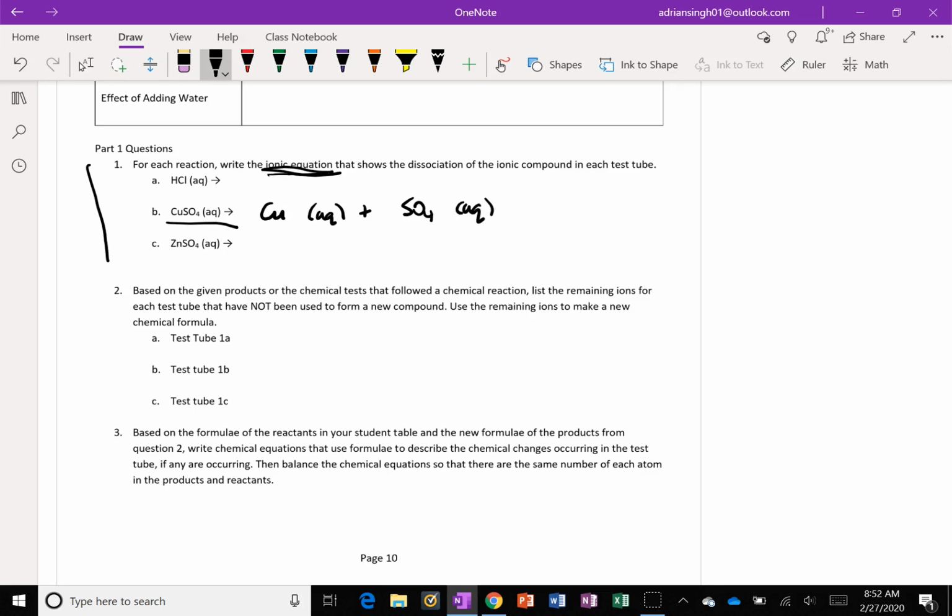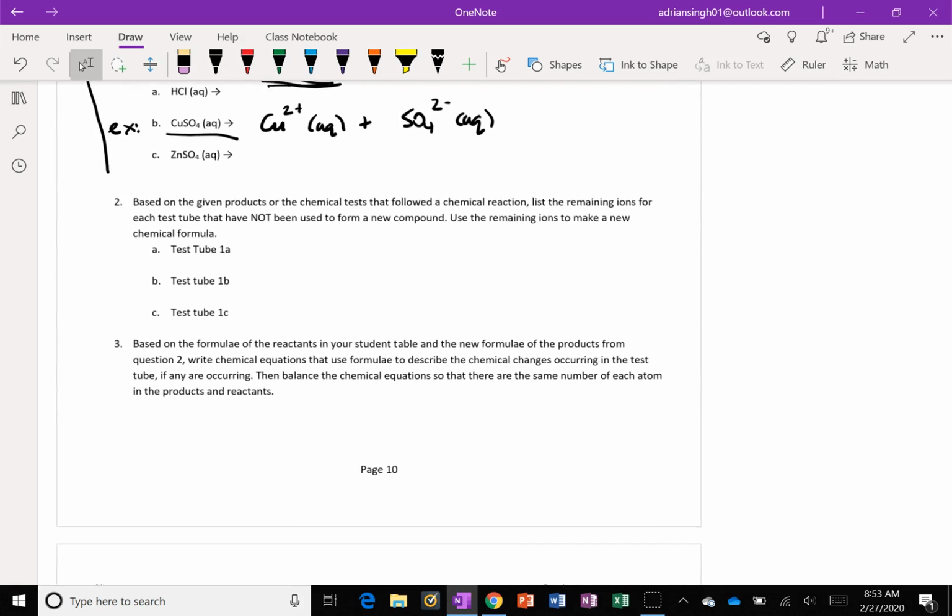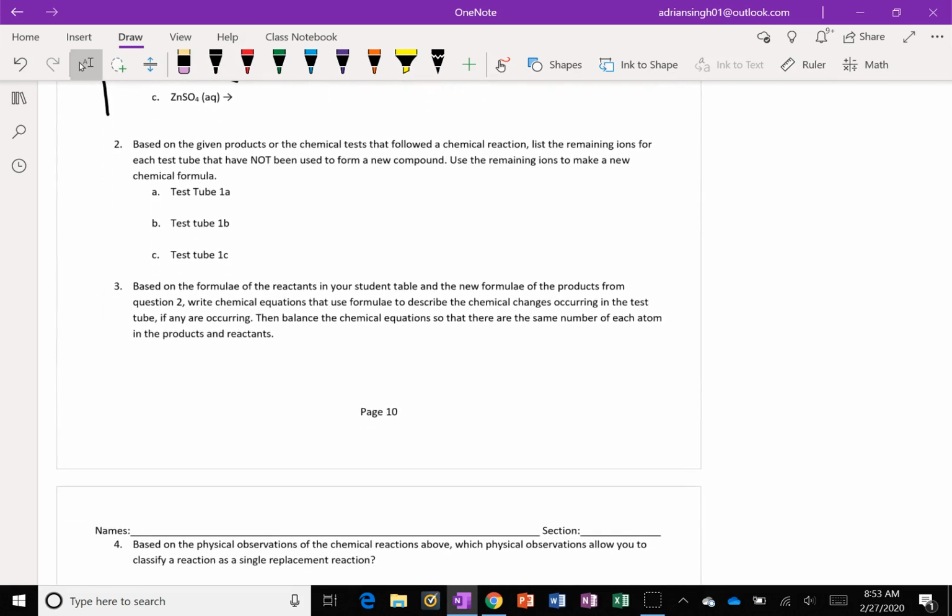All right, remember now the sulfate is 2-, which means the copper then has to be 2+ to cancel out that charge. So we're just deconstructing, in other words, the ionic compound to turn it into the ions. Based on what you actually saw in the products for the test that you did, either the products that you observed or the chemical test that we did, you want to list the remaining ions for each tube that haven't been used to form new compounds.